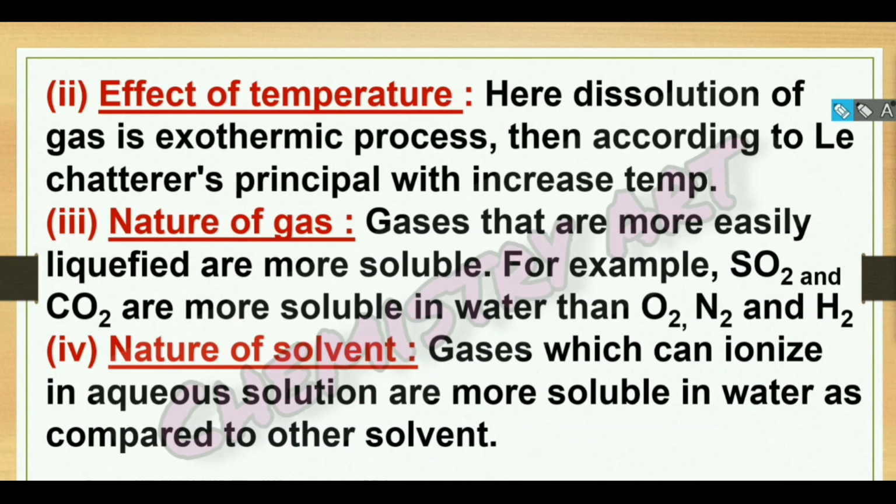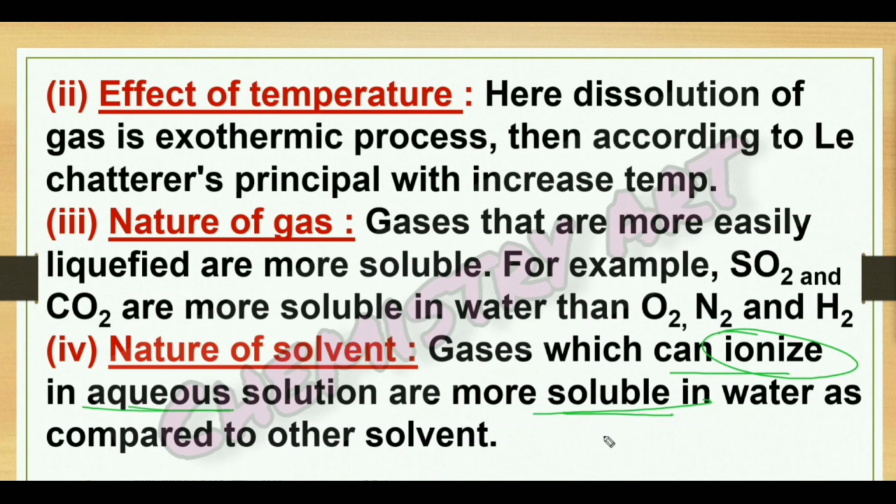Okay, so we can say if you have a polar solvent, an ionic compound can be dissolved very easily. So gases which can ionize in aqueous solution are more soluble in water, because water is itself a polar solvent, as you know. As compared to other solvents, the ionized gases, the gases which can be ionized, are more soluble in water. Ionized gas means what? The gas can convert into positive and negative ions.